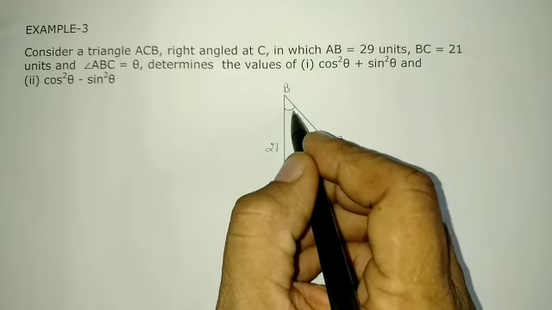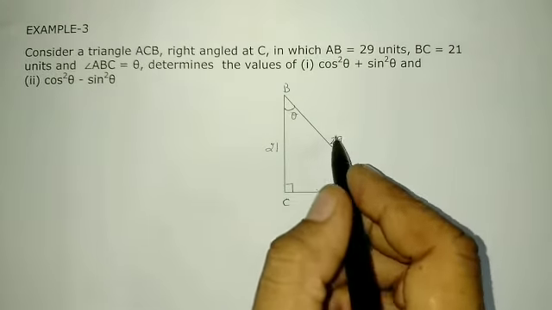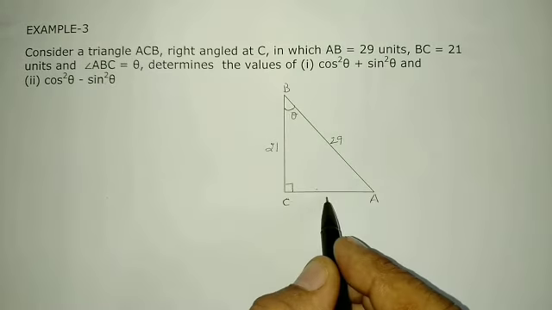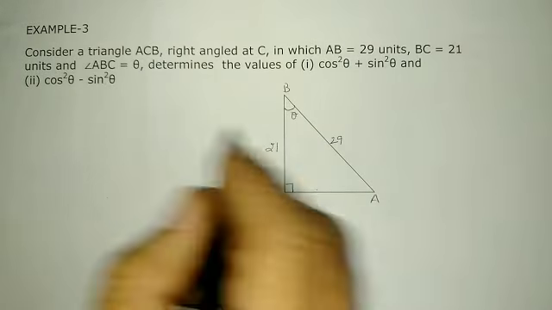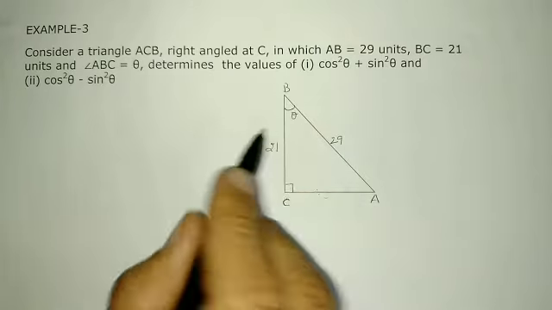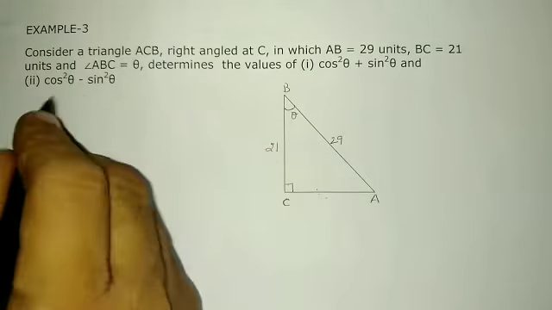Sin theta means side opposite to theta by hypotenuse. Side opposite to theta is what here? AC. So first of all we have to find the length of AC. For that we use Pythagoras theorem, as we know hypotenuse and one of the sides.